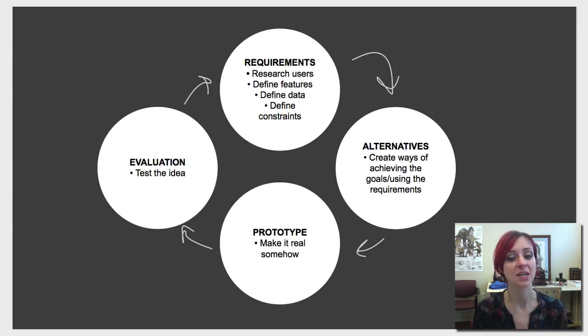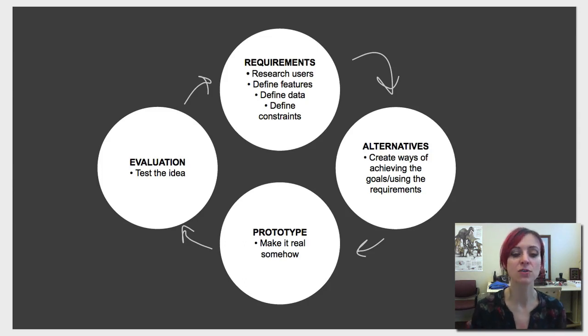Then you're going to create alternatives, so different ways of achieving your goals and using the requirements. For the logo, you're going to create, oh my gosh, I think it's like 30 or 40 different logo alternatives. And you're going to prototype those by making them real. You're actually going to build them in Illustrator. Then you're going to test that idea. And in this class, we're going to have workshops where you test the idea with other classmates. Your classmates are going to look at it and they're going to evaluate it for you and tell you what they think is likely to be successful. And you're going to keep doing that.